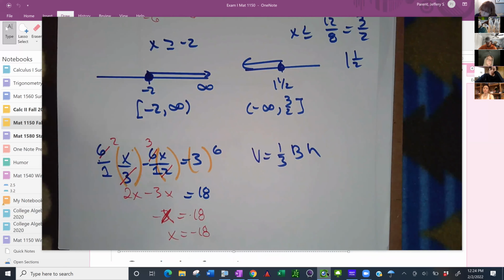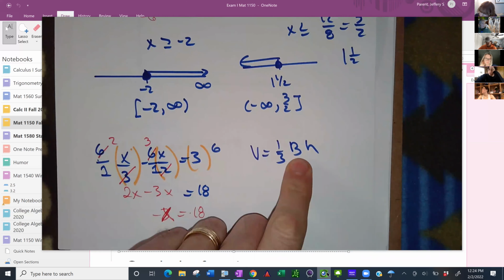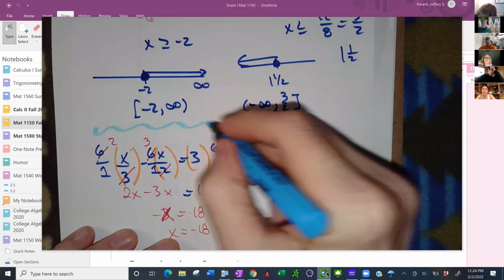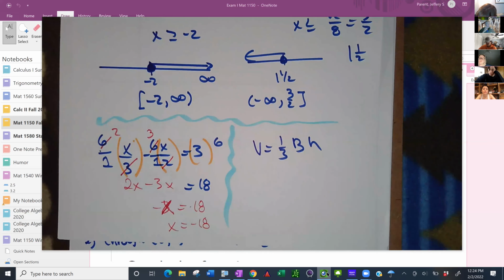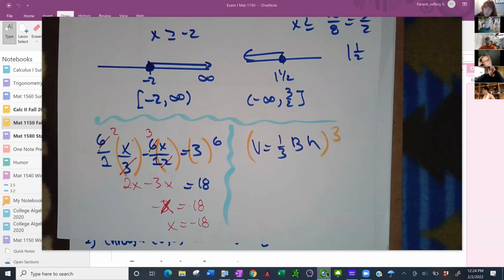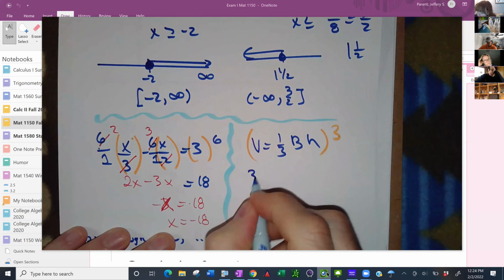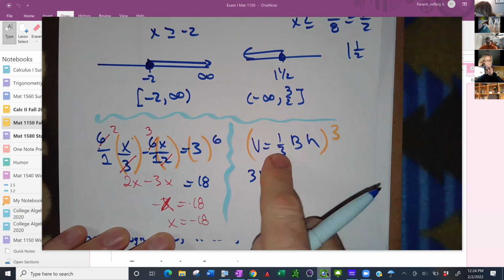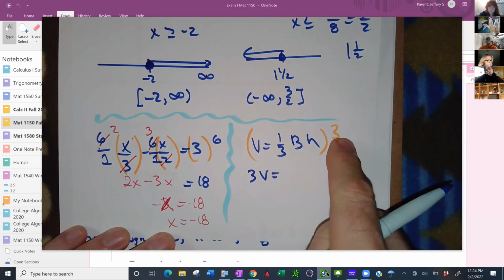So I want to get capital B by itself. What I suggest in this one, and what I suggest in all your problems that have decimals and fractions, is that you clean them up. So in this case, I would multiply both sides by 3. So that gives me 3 times V. But what happens when I multiply the 3 by the 1/3? They cancel.